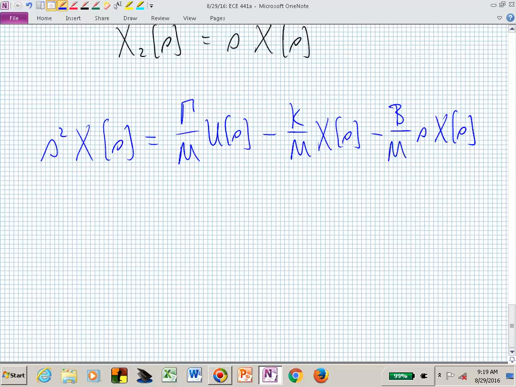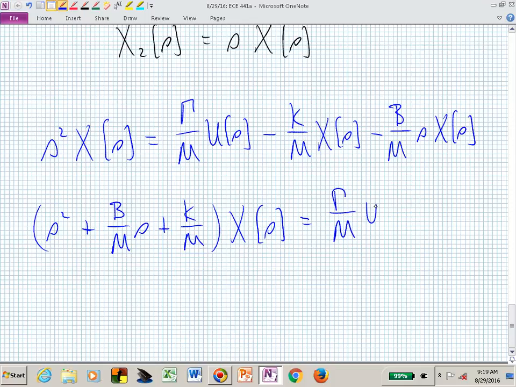Again, if we reposition the terms in this expression and put all the x terms on the left and the u on the right, we can now have s squared plus b over m s plus k over m times capital X of s is equal to gamma over m u of s.